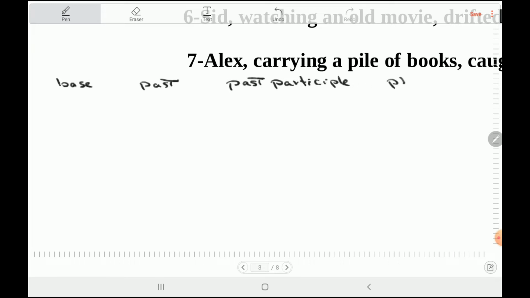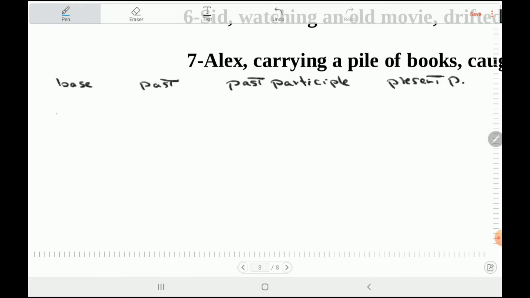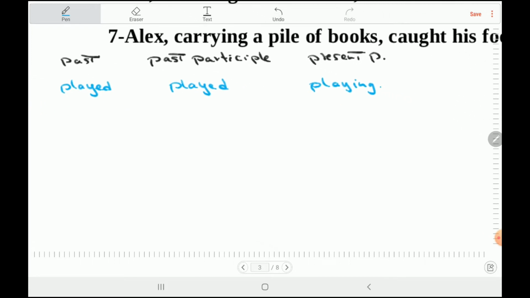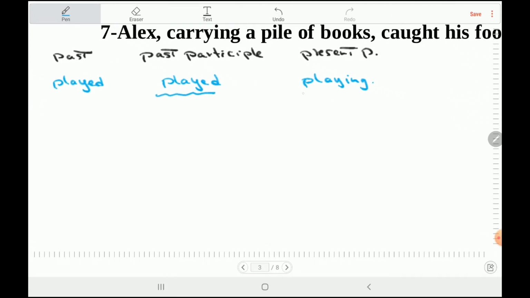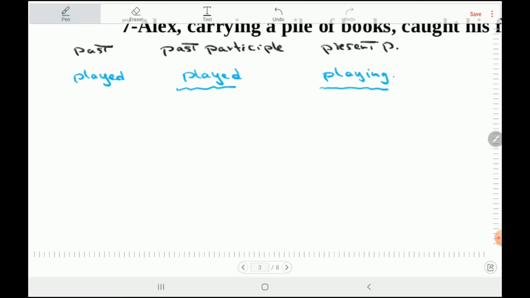Now we will take something called the present participle. Quickly, let's take the verb play. So this is play, the past is played, the past participle is played. And what is the present participle? Add ing to the verb. It's called the present participle. So this is playing. Nice. So who will we talk about today? We will talk about the past participle. That is what is meant by participle.